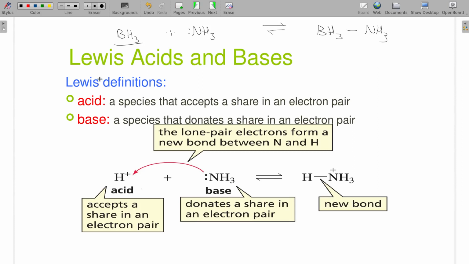Lewis acids are simply acids that accept electrons. And what's happening here is that boron could have an octet around it, but it has an empty space. This would be a trigonal planar thing. That empty space is where that lone pair is going to attach. That empty space is what makes the BH3 an acid.